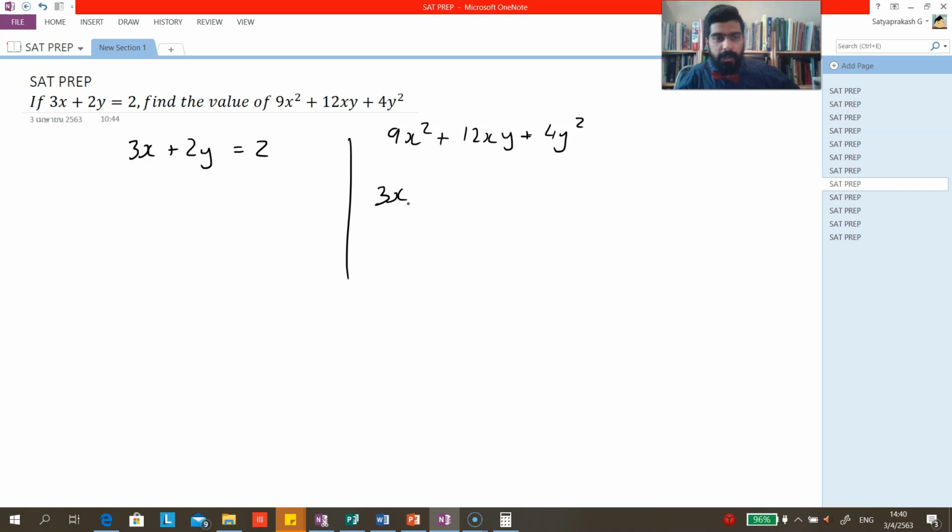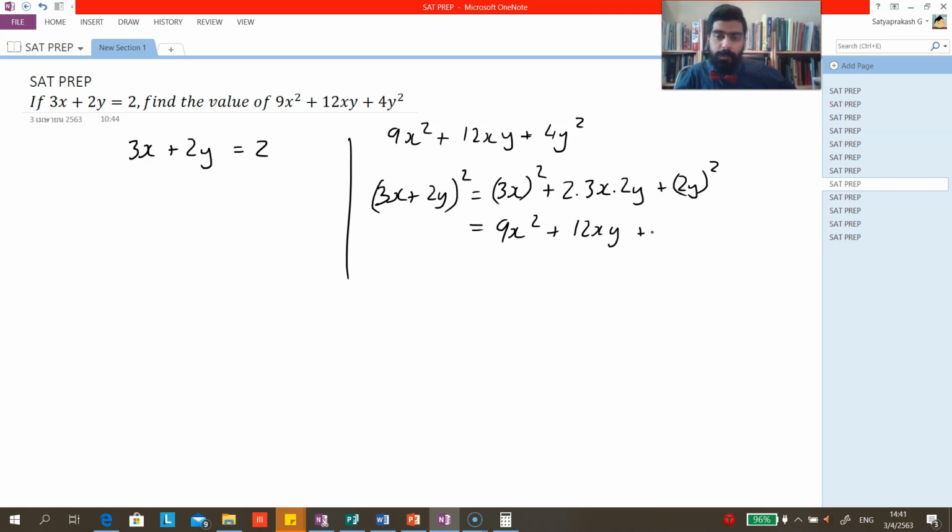What is 3x plus 2y whole square? So what do we have? We would have a squared plus 2 times a times b plus b squared. Right guys? And we would have 9x squared plus 2 times 3 times 2 would give us plus 12xy plus 4y squared. So if we take a look at this, this is equal to what they are asking.